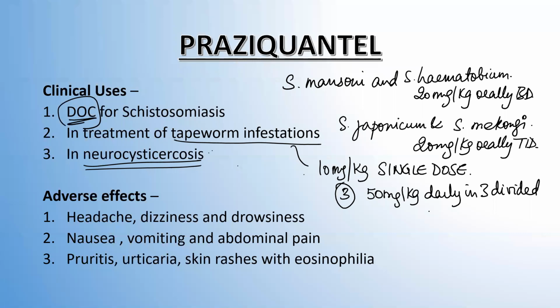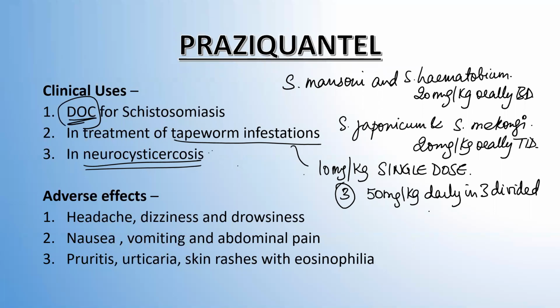So these are quite simple. If you go system-wise, we have headache, dizziness, and drowsiness for CNS, nausea, vomiting, and abdominal pain for GIT, and for dermatological adverse effects, we have pruritus, urticaria, skin rashes with eosinophilia.